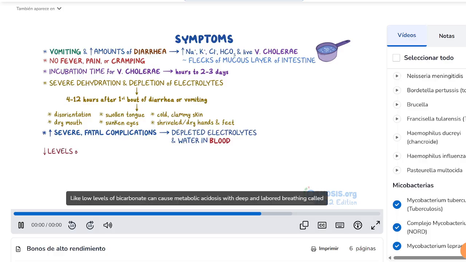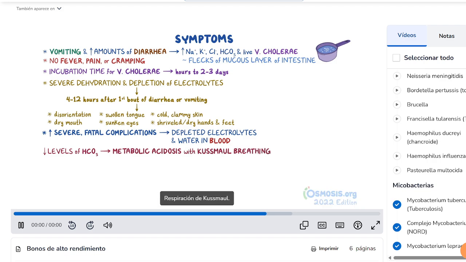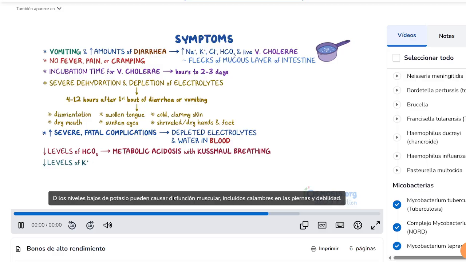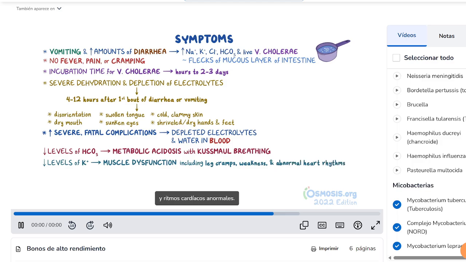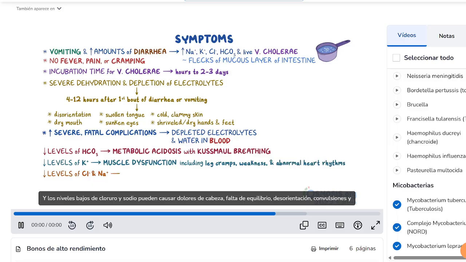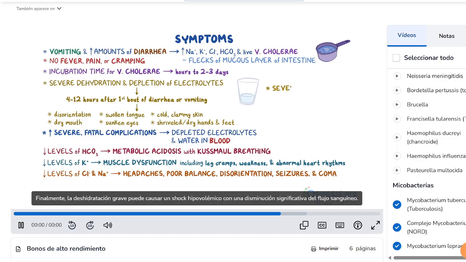Like low levels of bicarbonate can cause metabolic acidosis with deep and labored breathing, called Kussmaul breathing. Or low levels of potassium can cause muscle dysfunction, including leg cramps, weakness, and abnormal heart rhythms. And low chloride and sodium can cause headaches, poor balance, disorientation, seizures, and coma. Finally, severe dehydration can cause hypovolemic shock with a significant decrease in blood pressure.